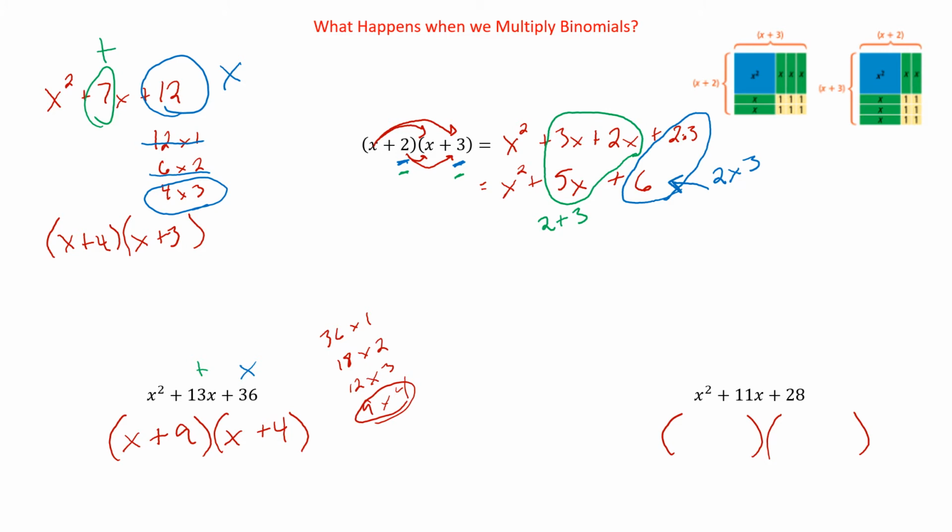It does not matter which order you put them in. It could be x plus 4 times x plus 9. Remember, the order of multiplication does not matter. So we have x plus 9 times x plus 4, or x plus 4 times x plus 9, because 9 times 4 equals 36, and 9 plus 4 equals 13.